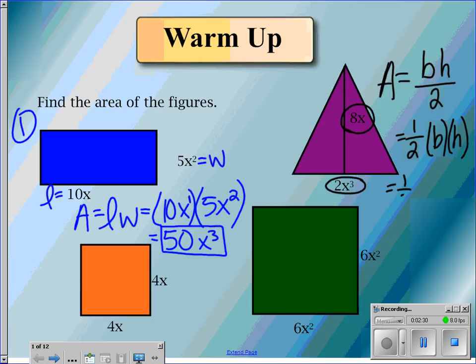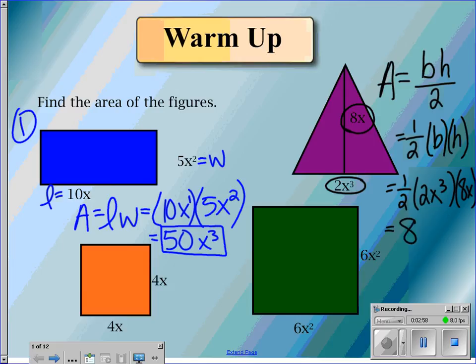This one you'll probably see a lot more in high school. 1/2 base times height. The base is 2x cubed. The height is 8x. First thing we do is multiply all of our coefficients. 1/2 times 2 times 8. What's half of 2? 1. And what's 1 times 8? 8.